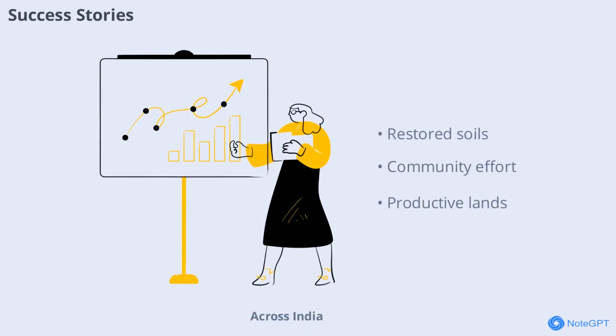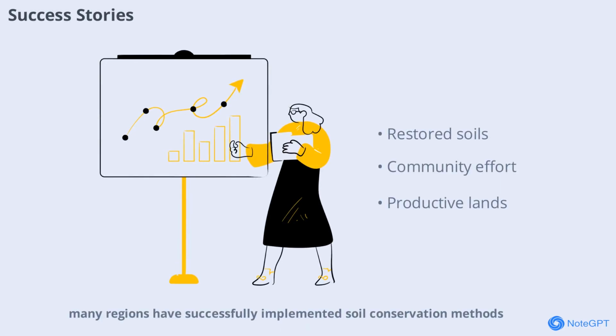Across India, many regions have successfully implemented soil conservation methods. From terraced fields in the Himalayas to check dams in Rajasthan, these success stories show that with the right techniques and community effort, degraded soils can be restored and made productive again.